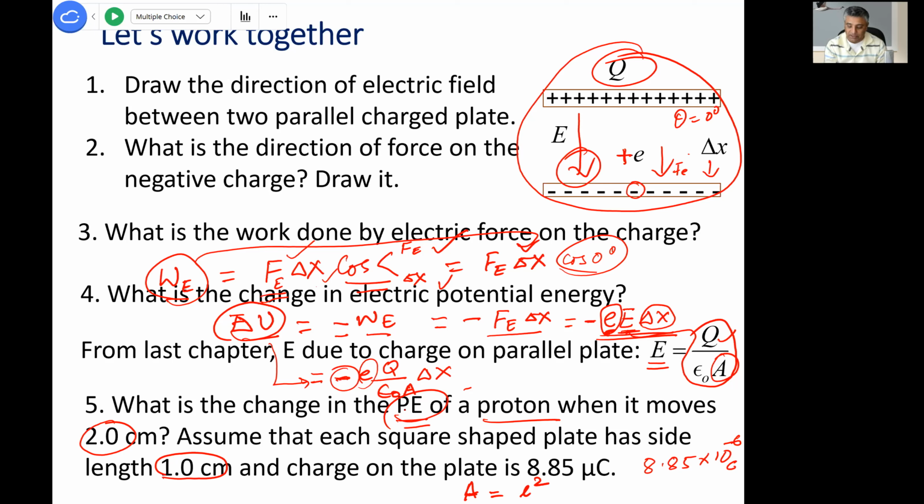So this epsilon naught is a constant. It is, I think, 8.85 times 10 to the power negative 12. So that's epsilon naught. Area is this, okay? Delta x, Q is given. So that's how we take care of potential energy.